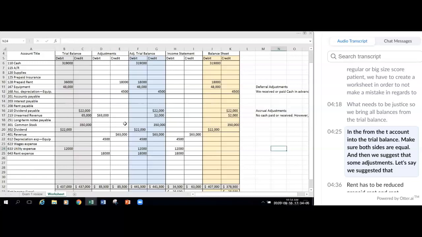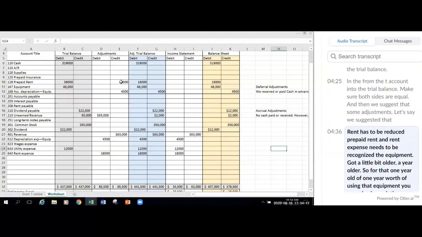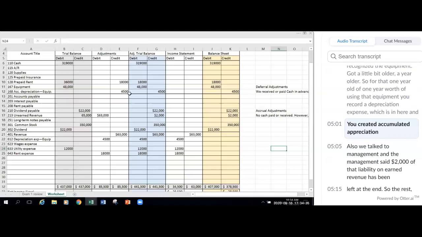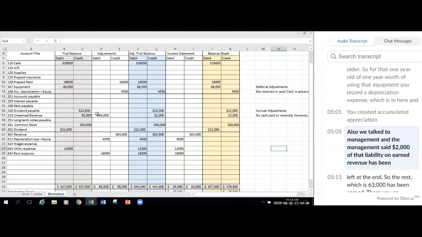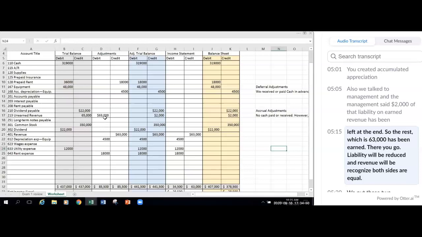And then we suggested some adjustments. Let's say we suggested that prepaid rent has to be reduced, and rent expense needs to be recognized. The equipment got a little bit older, a year older. So for 1 year worth of using that equipment, you record a depreciation expense, and you credit accumulated depreciation. Also, we talked to management, and the management said $2,000 of that unearned revenue liability has been left at the end. So the rest, which is $63,000, has been earned. There you go. Liability will be reduced and revenue will be recognized.